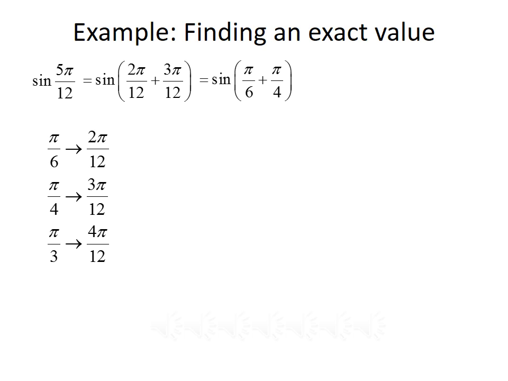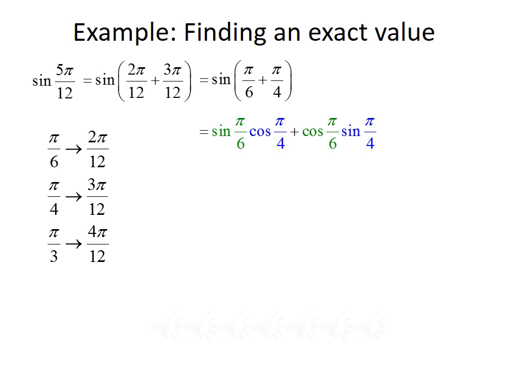And so if we look at the formulas that we have for the sum or difference formulas, we're going to use the sum formula for the sine function. So our alpha is pi over 6 and our beta is pi over 4. If we apply the sum formula for sine, we're going to have sine of pi over 6 times the cosine of pi over 4 plus the cosine of pi over 6 times the sine of pi over 4.